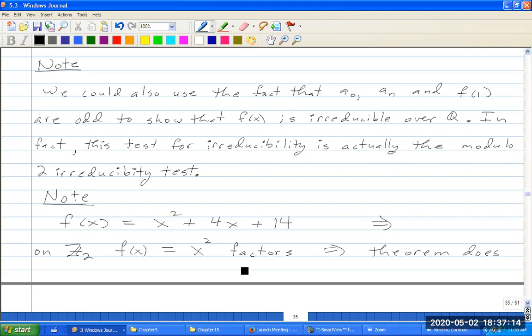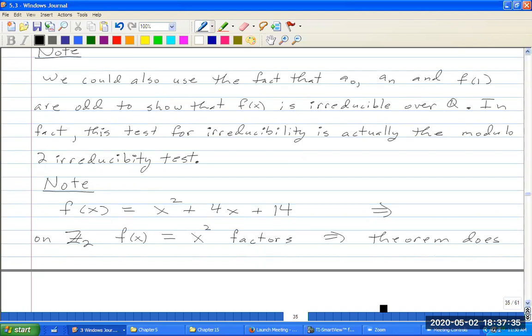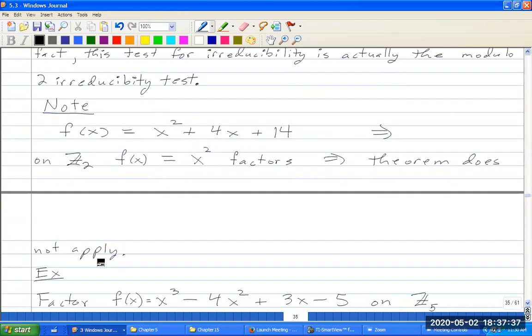But the criterion says that if it's irreducible over, say, Zp, then it's irreducible over Q. It doesn't say that if it factors over Zp, then it factors over Q. So the fact that it factors doesn't tell us anything. The theorem does not apply, because it only tells you that when it's irreducible over Zp, then it's irreducible over Q.